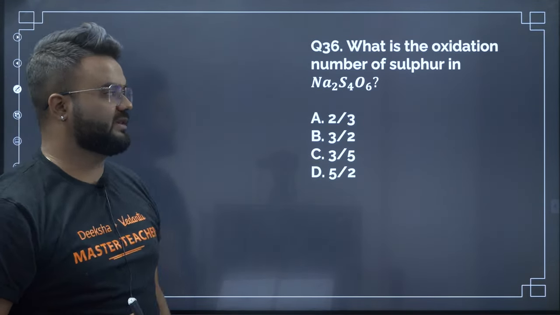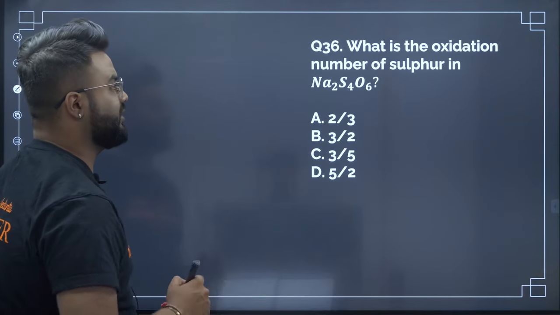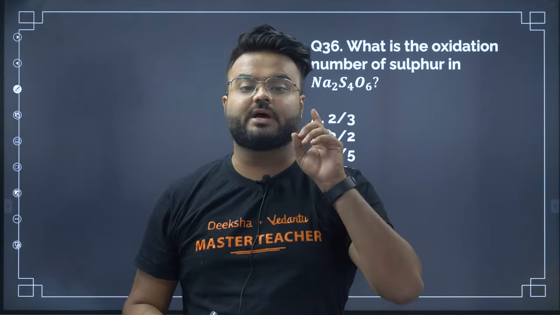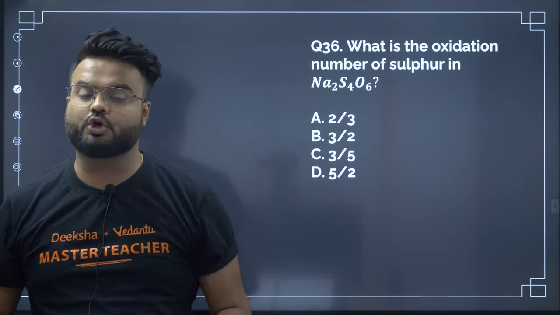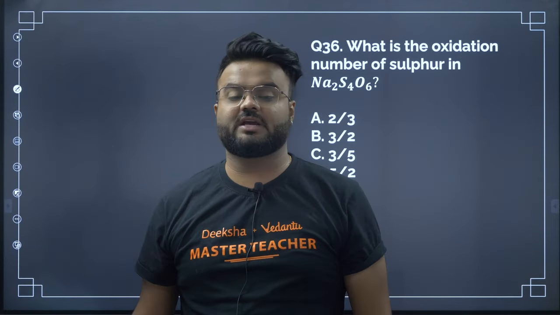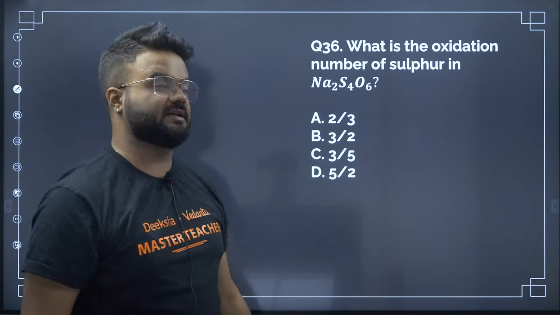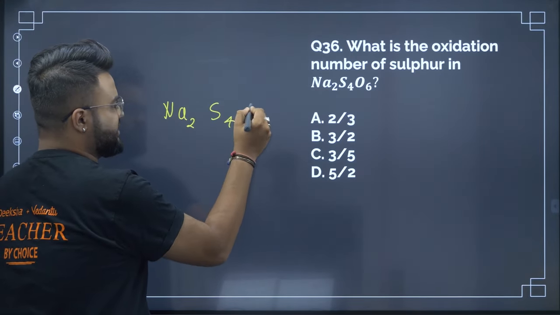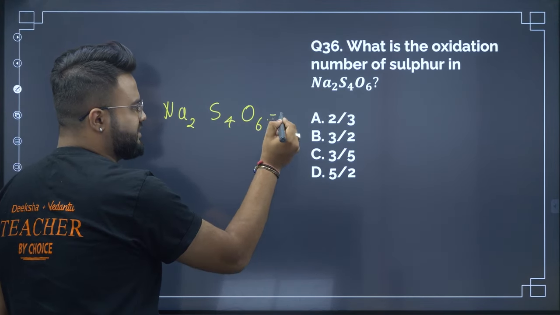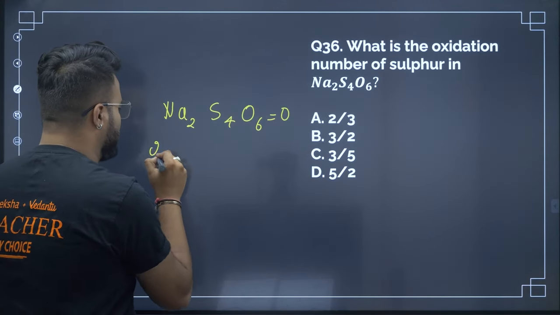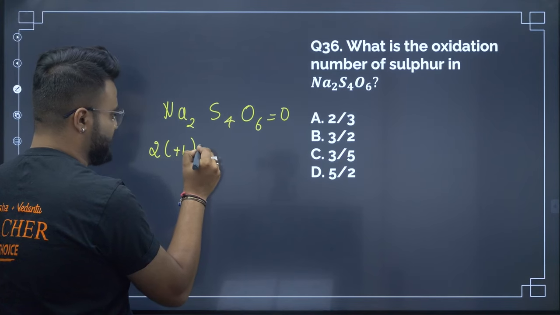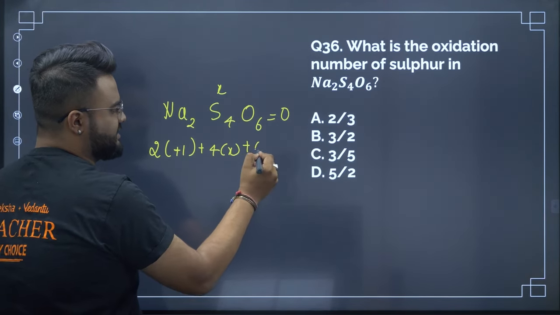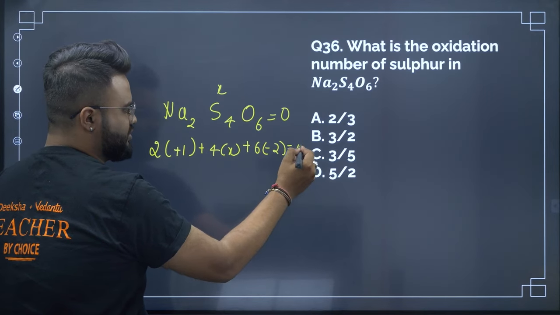Now, coming back to question number 36, oxidation number of sulfur in this. So, please keep in mind, oxidation number and coordination number questions they are definitely going to ask, and even equilibrium constant questions are definite. Now, let us solve this. Na2S4O6 is a neutral compound, so it will equate to 0. Now write 2 into plus 1 plus 4 into X, because we'll consider sulfur as X, and 6 into minus 2 is equal to 0.